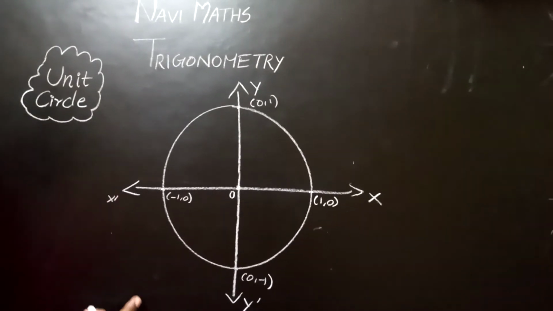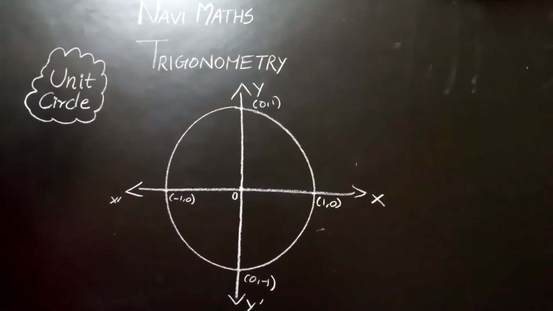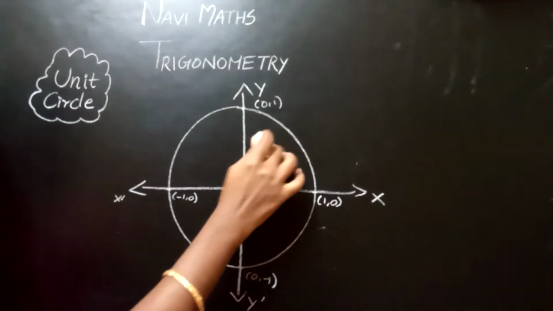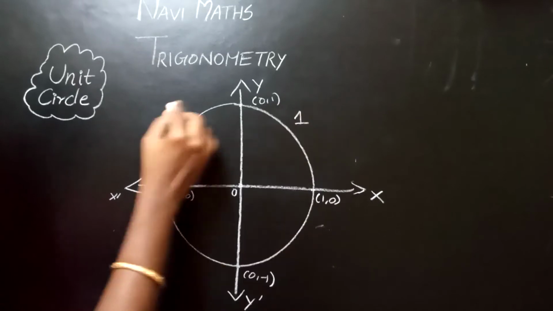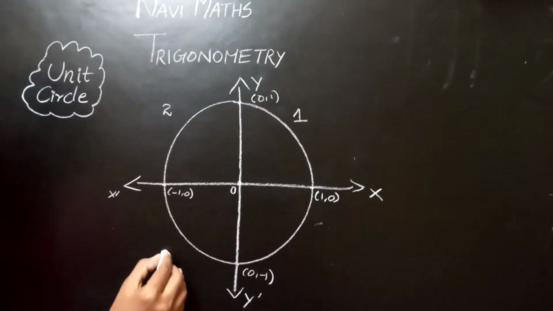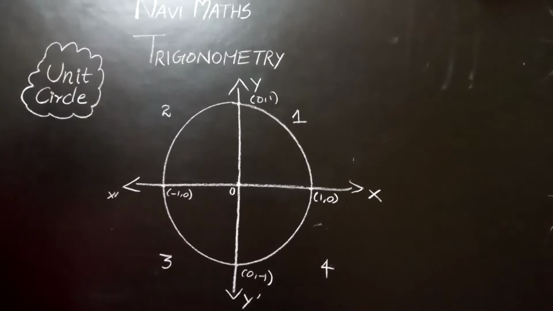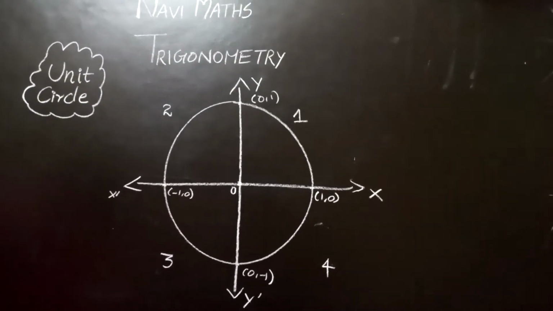Now before going to the topic, you must know the quadrant names. We have 4 quadrants here. This is your first quadrant, this is your second quadrant, this is your third quadrant, and this is your fourth quadrant. And next we are going to learn about the signs.